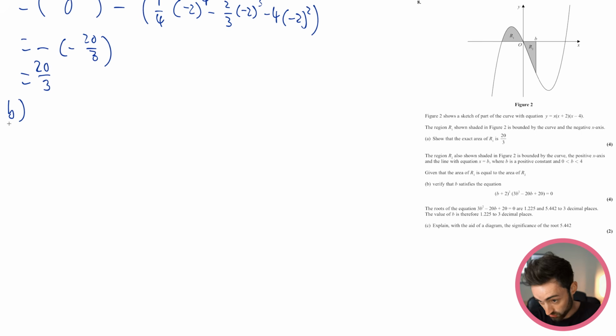The region R2, also shown shaded in figure 2, is bounded by the curve, the positive x-axis, and the line with equation x equals b. B is a positive constant, and b is between 0 and 4. Given that the area of R1 is equal to the area of R2, verify that b satisfies the equation. Ooh. That's not nice. That is disgusting.